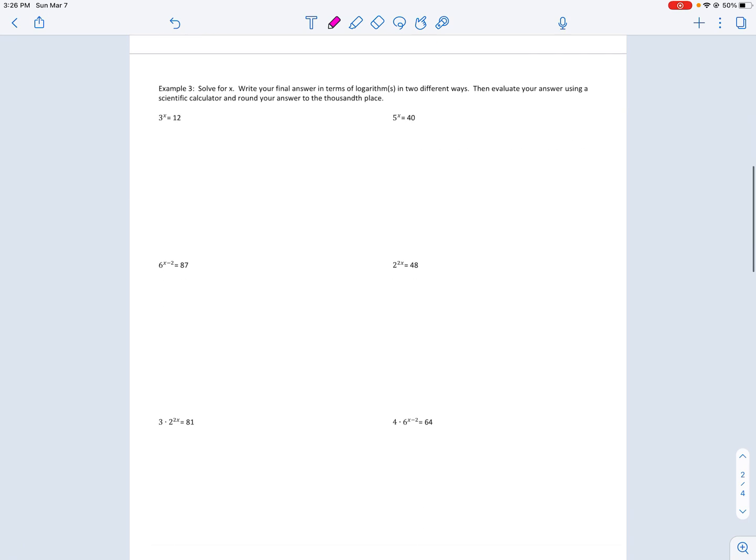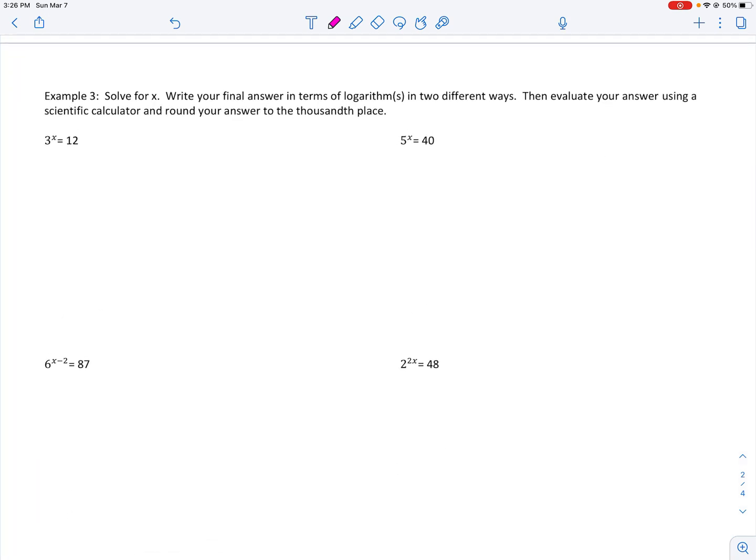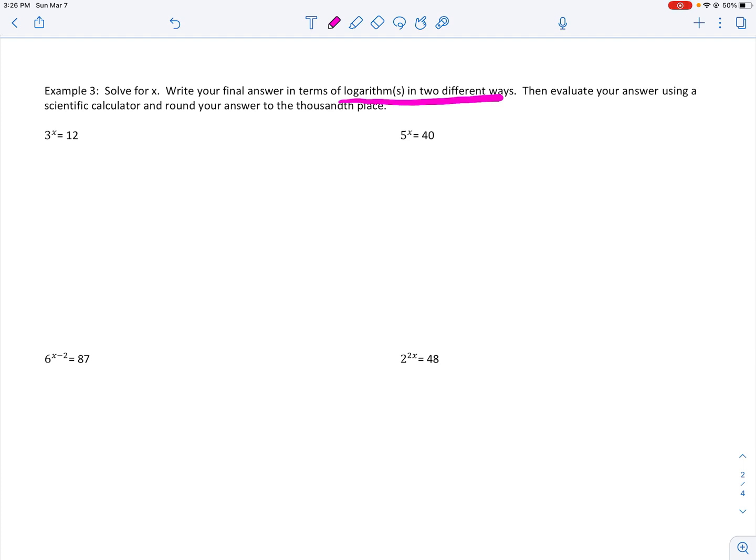So let's flip our notes over. We're going to solve for x, write your final answer in a logarithmic form in 2 different ways, and then evaluate your answer using a scientific calculator, rounding to the nearest thousandths place.